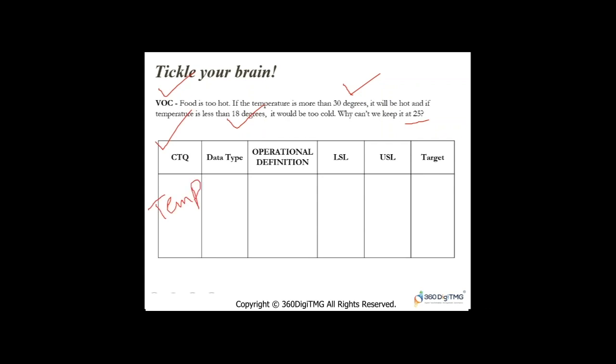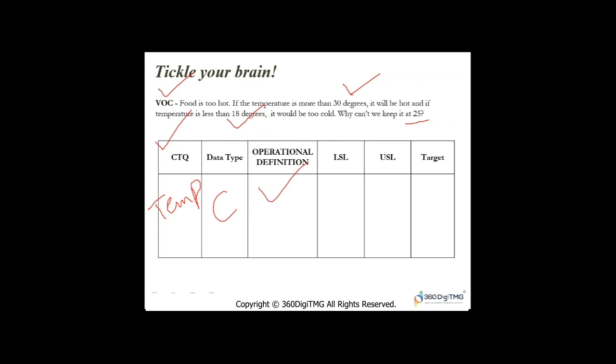Is temperature continuous or discrete? It is continuous. Why is it continuous? Because I can measure temperature to whatever decimal level accuracy I want. It is still going to make sense for me, right? Hence, we call that continuous data.